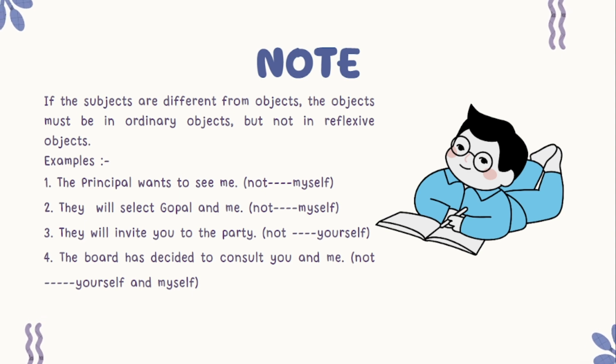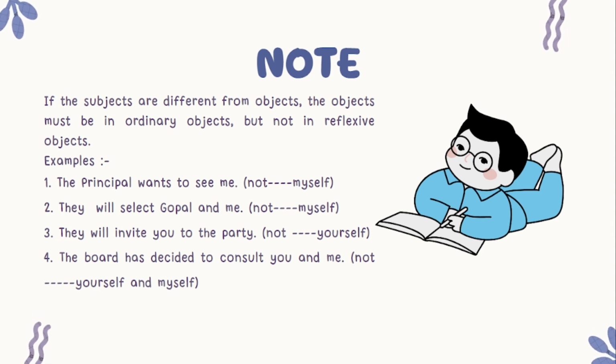Then object is you. You know how to find out object. We have been explained. Here, subject is they, object is you. Both are different persons. So don't use reflexive pronouns in the place of object. Next, fourth one example. The board has decided to consult you and me. In this sentence, subject is the board, has helping verb, decided main verb, consult it is also verb, object is you and me.